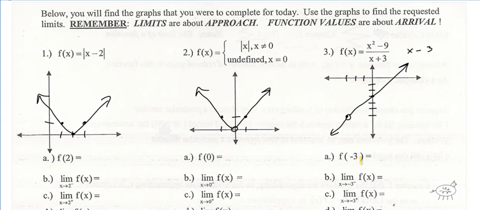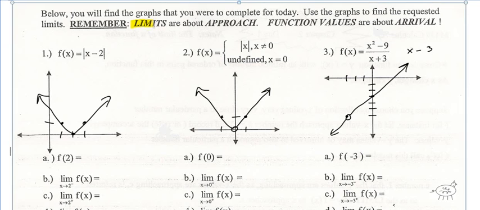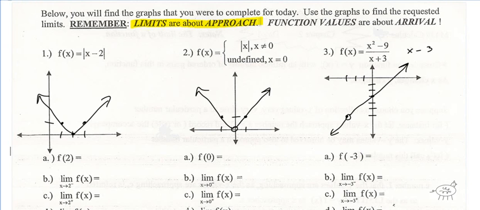All right, so here are our graphs. I actually have them all graphed nicely for you. It's an absolute value graph. This is important here, math fans, and it's even highlighted and bold. It says below you find the graphs that you completed for today. Use the graphs to find the requested limits. Remember, limits are about approach. Limit means I'm getting close to it, but I am not there.